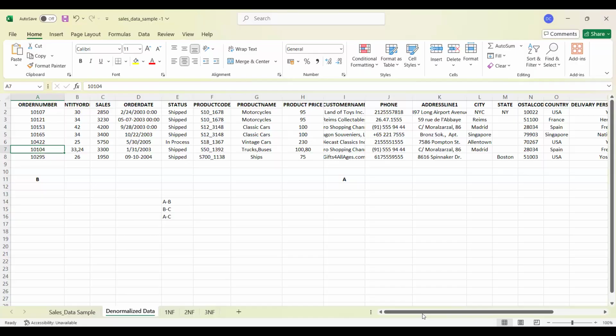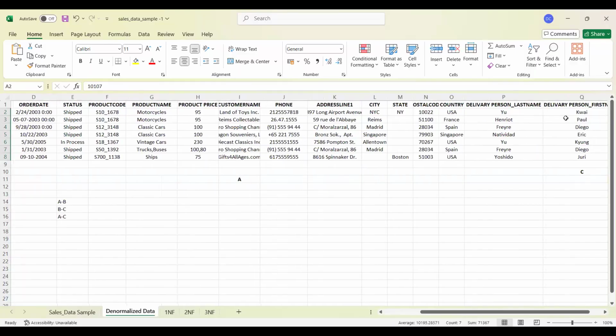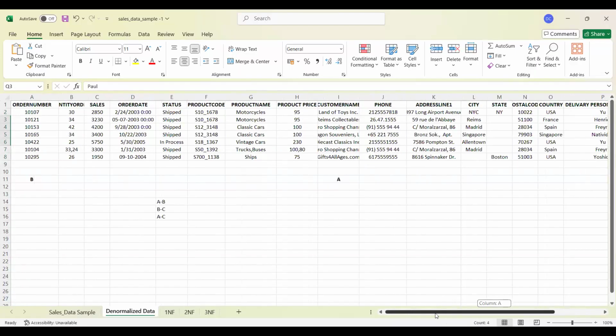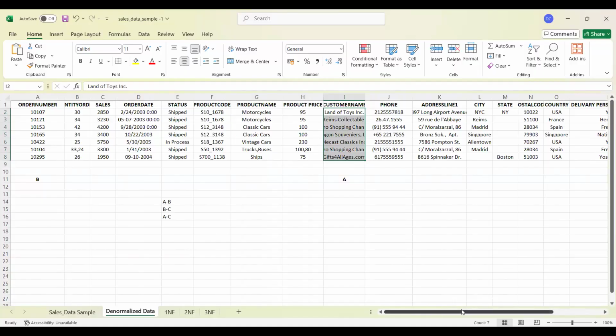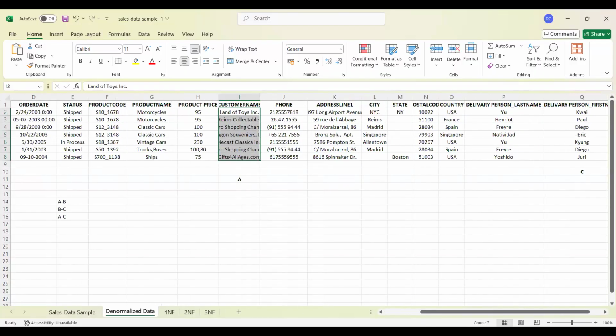So in the same way, with the help of A, we are able to understand B, and with the help of B, if we are able to understand C, that is delivery person, I can say directly with the help of customer name also, we will understand a delivery person. See, if I know customer name, I can understand who is the delivery person for that particular customer, right? Basically this concept is called transitive dependency. Okay.